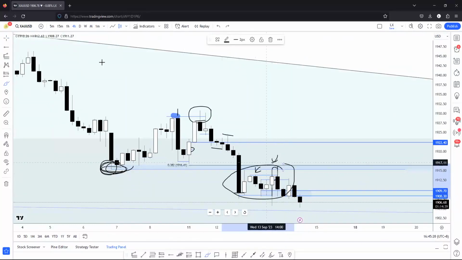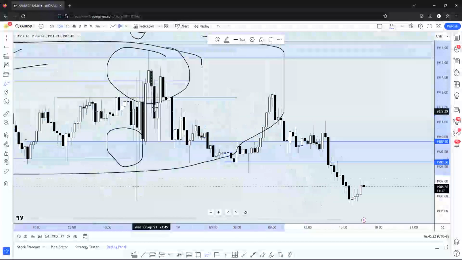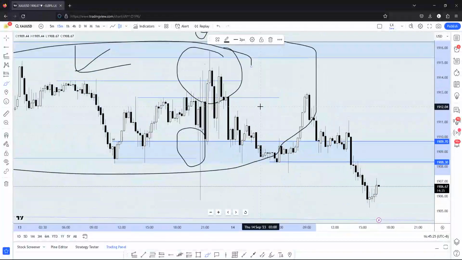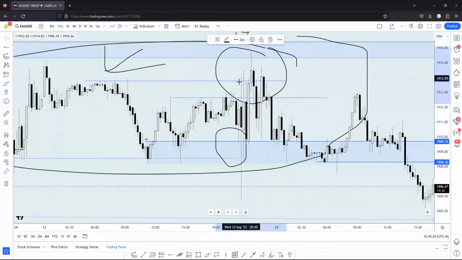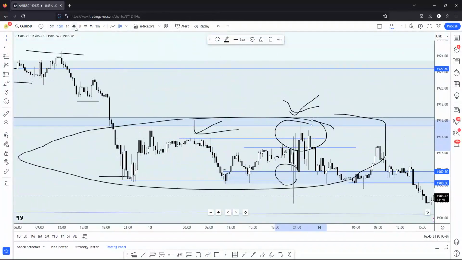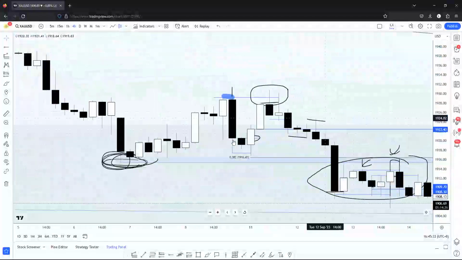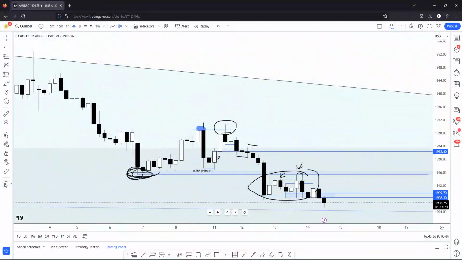So this zone that we have here, if you move down to the lower time frame, you can see that this region that we have here forms a double top. Maybe let me just clear this chart up so that it's clearer. So two things to note. Let me just remove all of this.